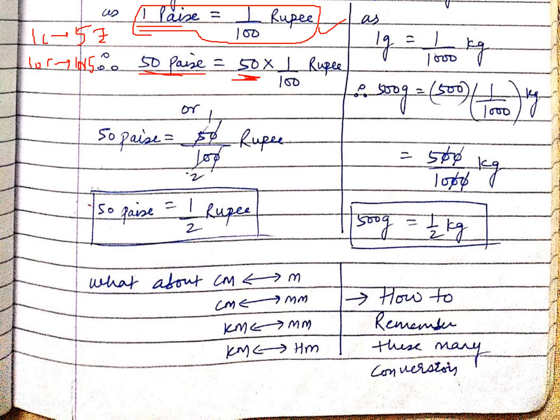So we know 1 paisa is equal to 1 upon 100. Therefore 50 paisa is equal to 50 into 1 upon 100 rupee. Now when you multiply, 50 ones are 50 upon 100. 0 0 cancel. 5 ones are 5, 5 twos are 10. So 50 paisa is equal to how much? 1 upon 2 rupee. Okay. This you know already. 50 paisa is equal to half rupee.